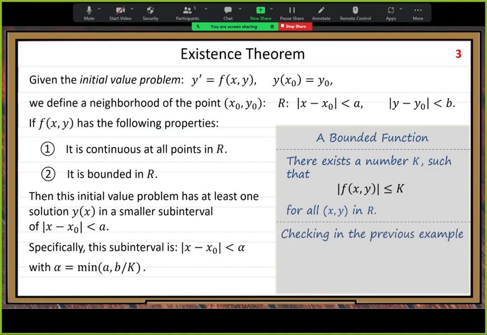Now let's do the checking in the previous example. That's the f of x, y function. Check the first condition: is it continuous in the region R? No, not continuous, because at this point it is not even defined. Someone can argue, I just define it, assign a value 0 for example. But if you define any number, it won't be continuous. You will prove it won't be continuous. So the first condition is not satisfied.